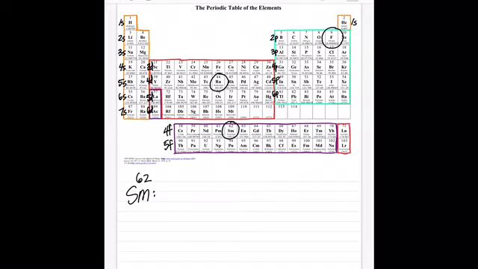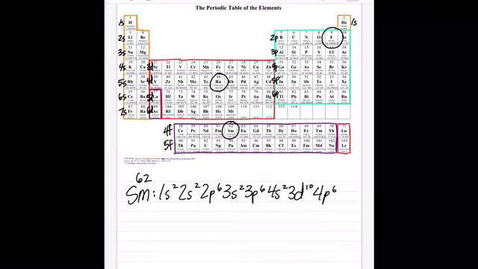All right, so we're starting with hydrogen. 1s2, 2s2, 2p6, 3s2, 3p6, 4s2, 3d10, 4p6, 5s2, 4d10, 5p6, 6s2. Now, this is where everybody gets confused.